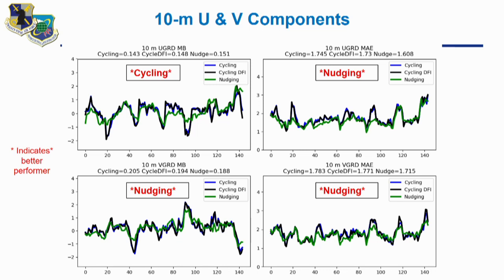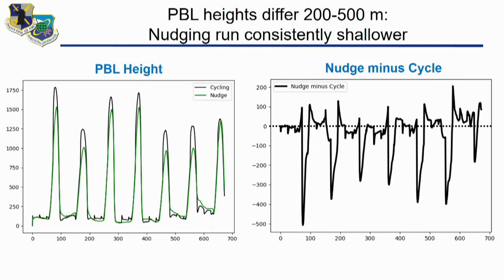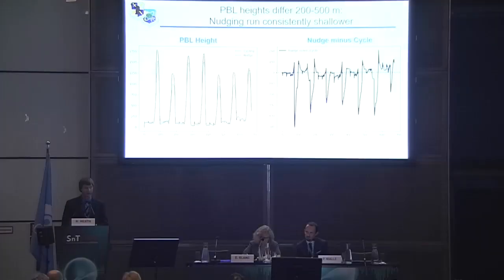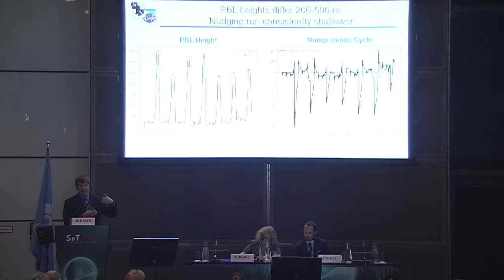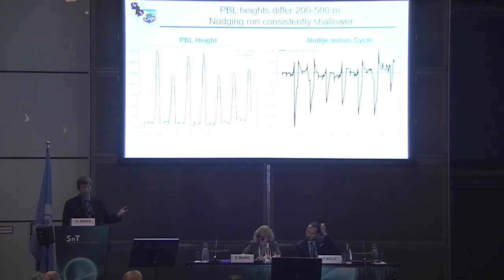However, one place where there were actually pretty big differences between the nudging and the cycling was the planetary boundary layer height. As most of us are aware, the PBL is where all the transport and dispersion takes place. So modeling the planetary boundary layer height is very important for TND. What we were finding is that the nudging runs were consistently shallower than the cycling 3D-Var, up to between 200 and 500 meters during the daytime. With a shallower boundary layer, we're going to get a less dispersed plume and higher concentrations, whereas in the cycling run, we're going to have a more dispersed plume and lower concentrations.